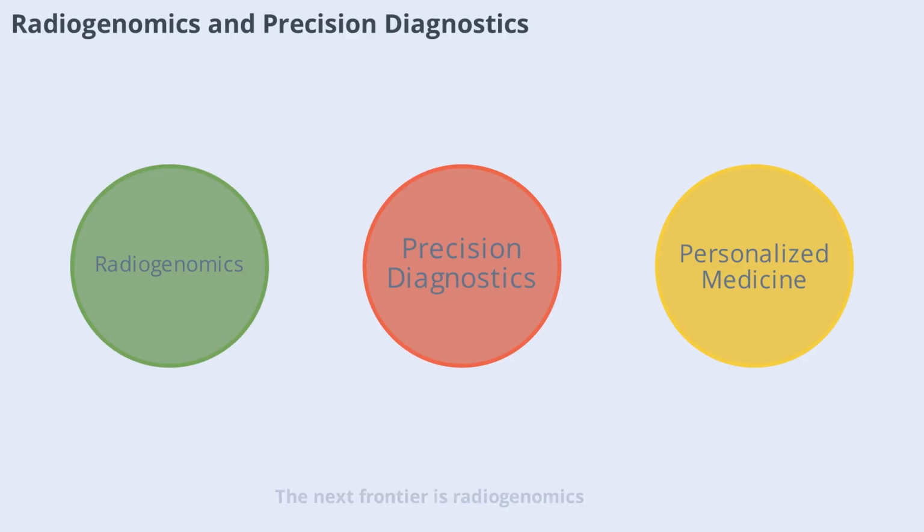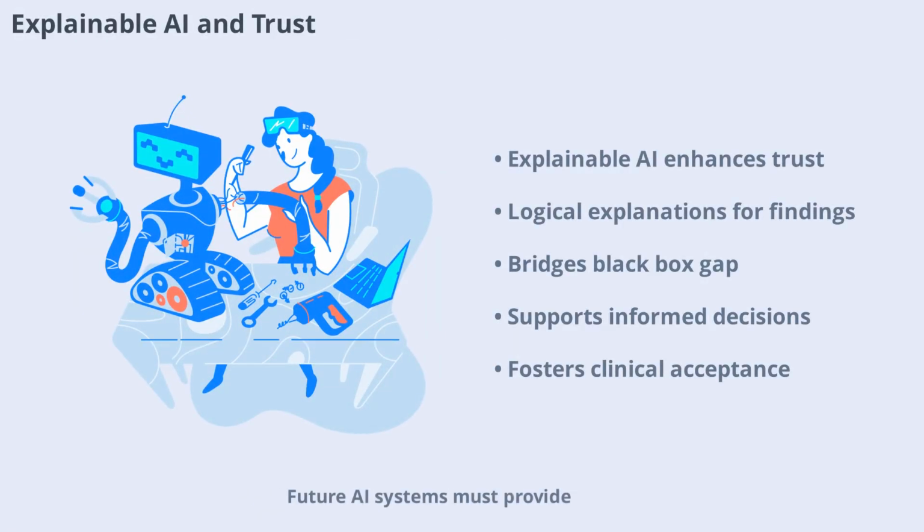The next frontier is radiogenomics, integrating radiologic imaging with genomic, proteomic, and clinical data. This fusion enables highly personalized precision diagnostics and treatment response predictions, advancing the field toward individualized medicine and improved patient outcomes. Future AI systems must provide logical explanations for their findings, bridging the gap between black box models and clinical accountability.